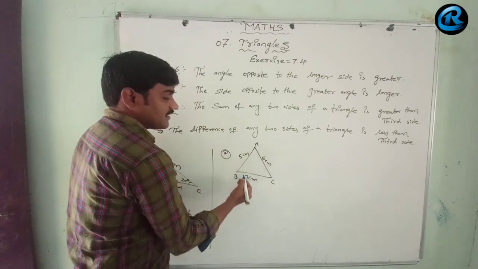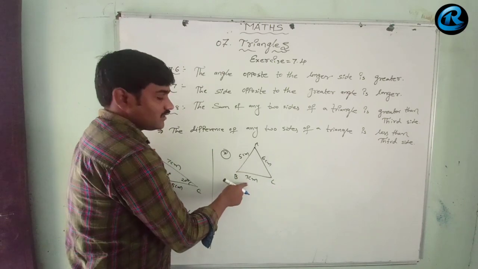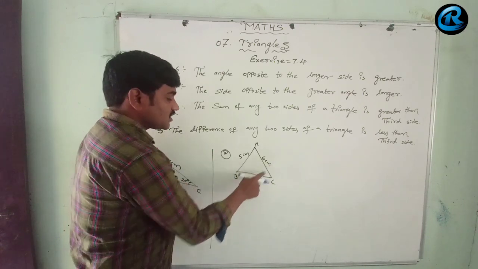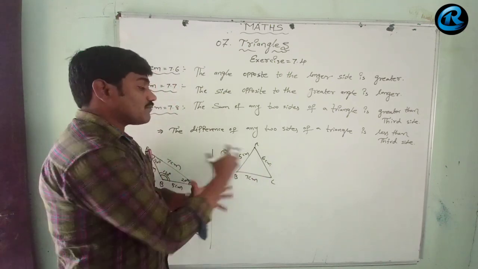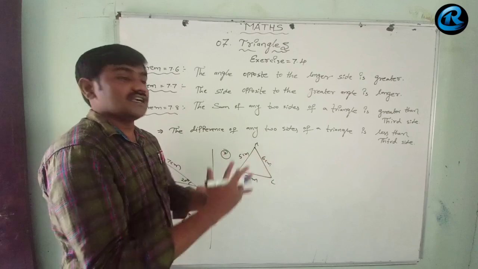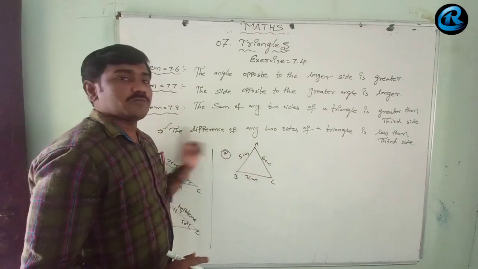Suppose 5 plus 6 is 11, and 11 is greater than 7. 5 plus 7 is 12, and 12 is greater than 6. 6 plus 7 is 13 cm, and 13 cm is greater than 5 cm. So the sum of any two sides is greater than the third side. If this is possible, the next theorem will also be possible.